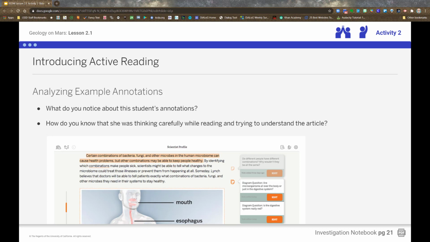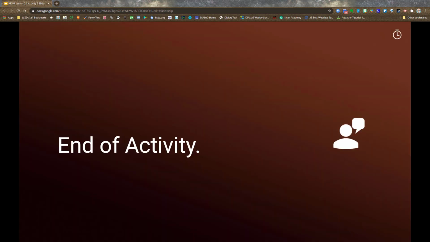This student annotated the article by recording questions about specific parts of the text, including a visual representation. This shows that the student was thinking deeply about what they were reading. End of activity. Be sure to complete all your student work in Amplify for this activity before moving on.